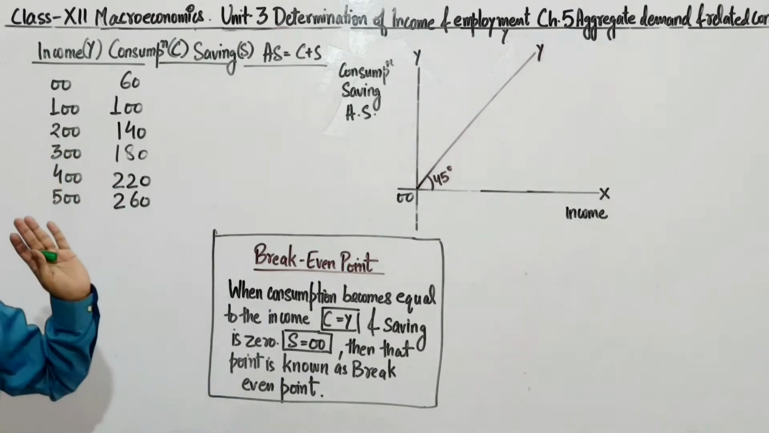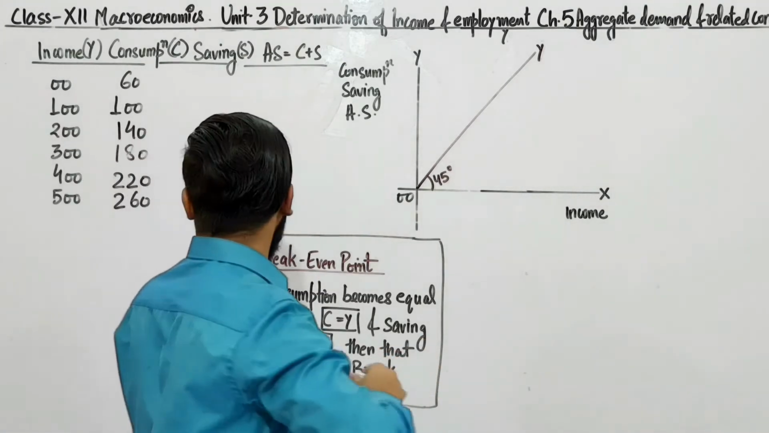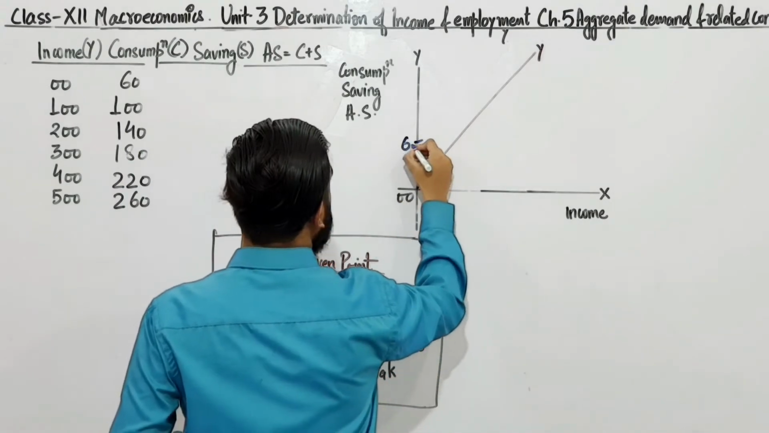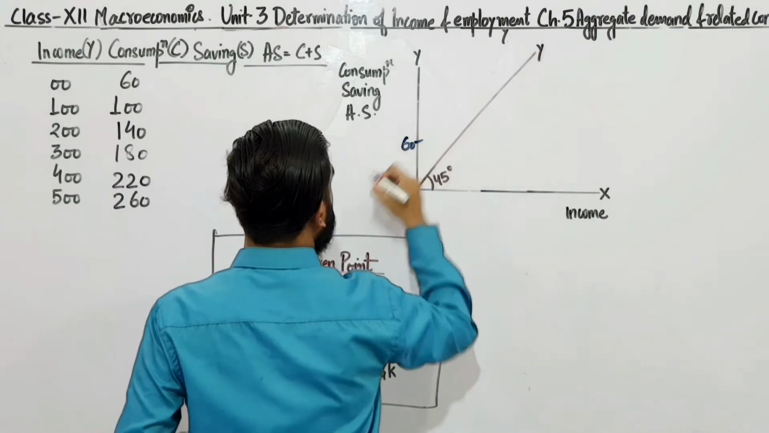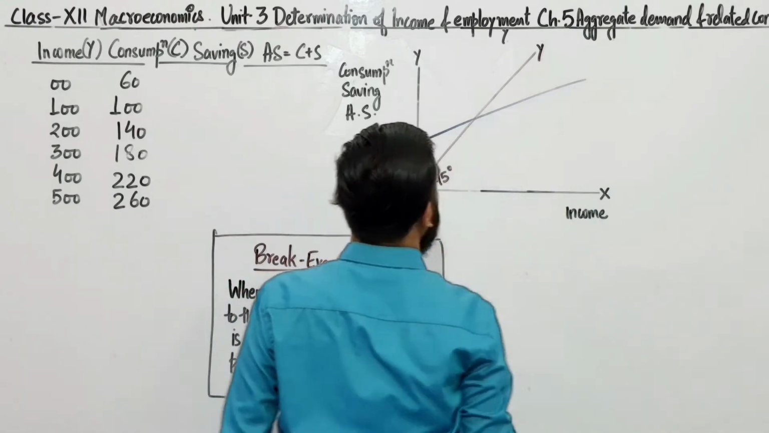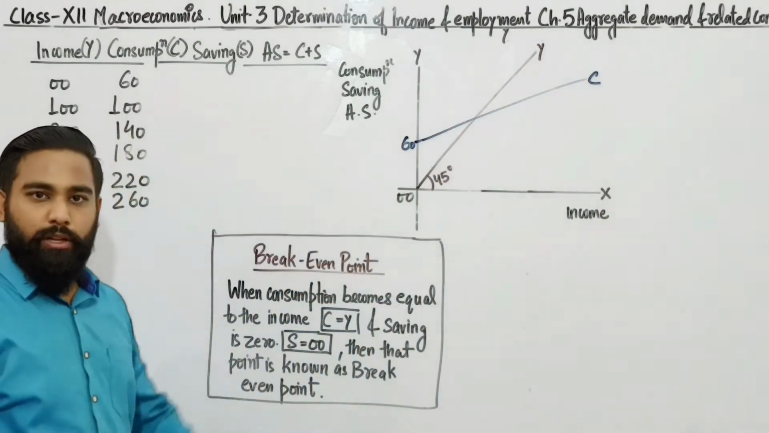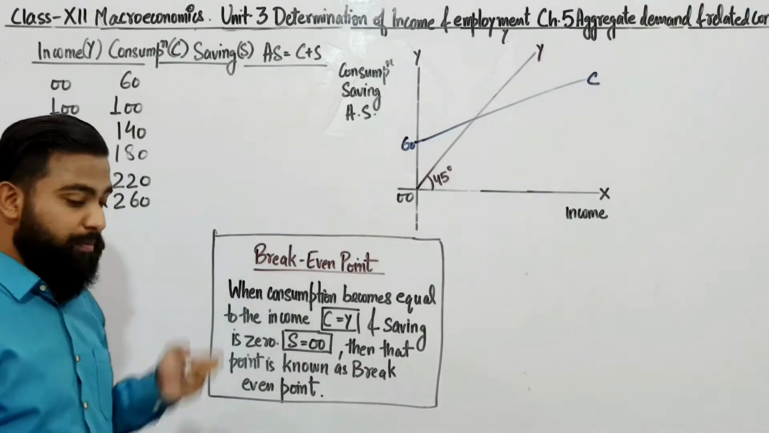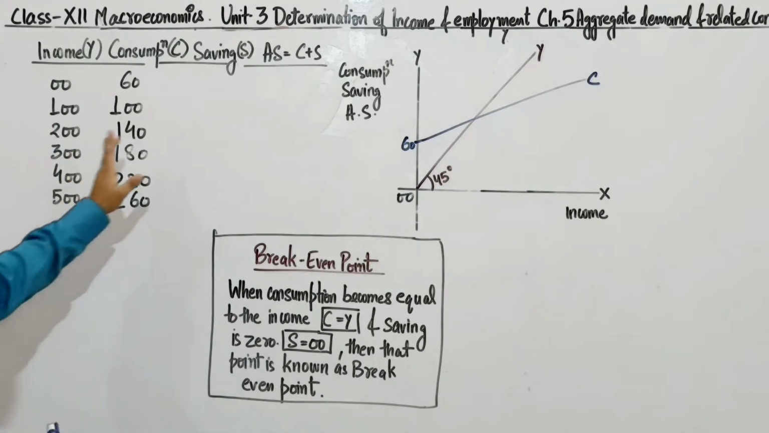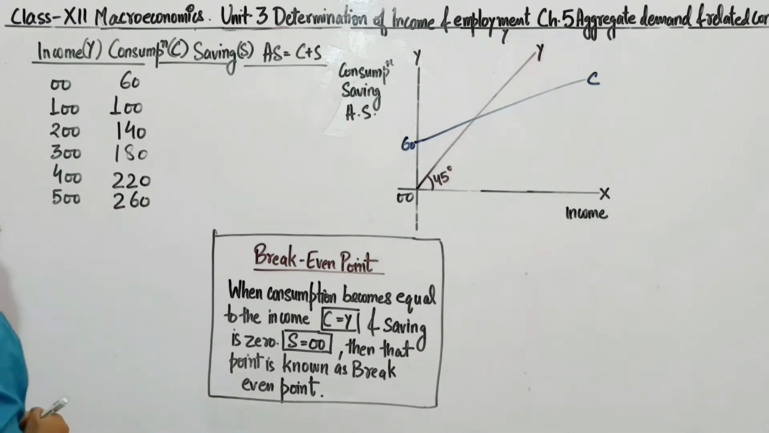So this is your consumption curve. Understood? Now let's draw the consumption curve. Consumption curve is starting from point 60. So let's start it with point 60. Now let's draw that. Fine. So this is your consumption curve. Understood? Now let's draw the curve of saving. Fine. Let's start the saving.